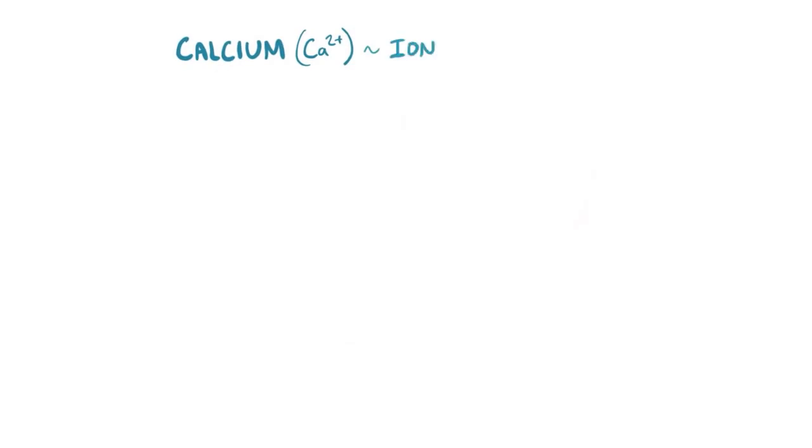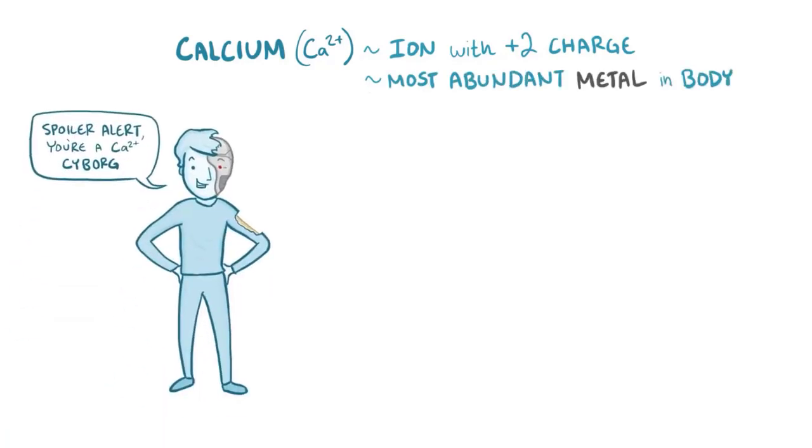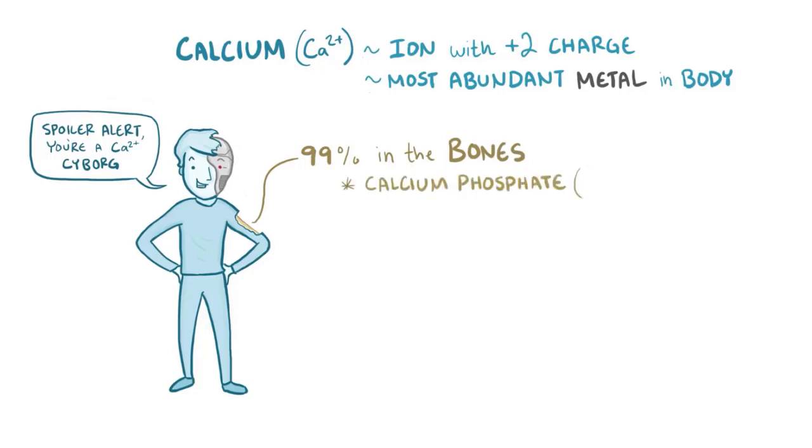Now, calcium exists as an ion with a double positive charge, Ca2+, and it's the most abundant metal in the human body. So I know what you're thinking. Yeah, we're all pretty much cyborgs. Anyways, about 99% of that calcium is in our bones in the form of calcium phosphate, also called hydroxyapatite.